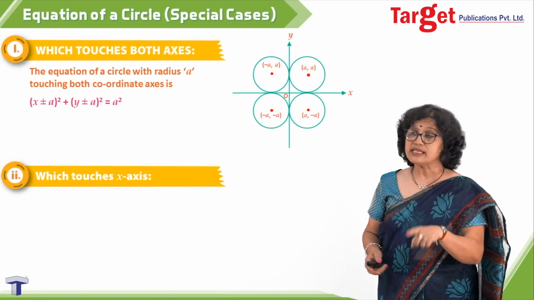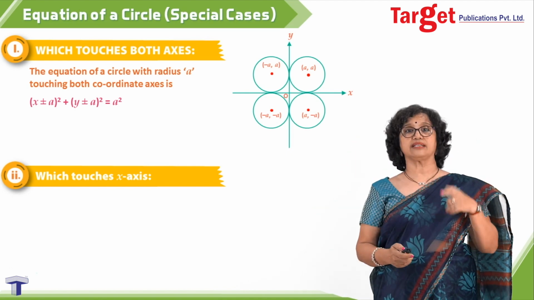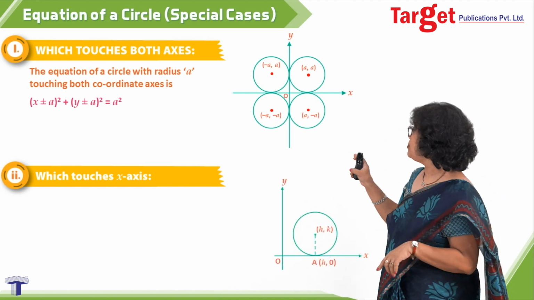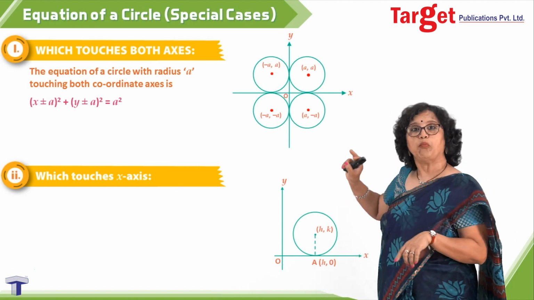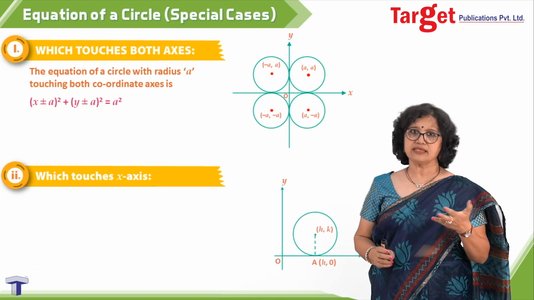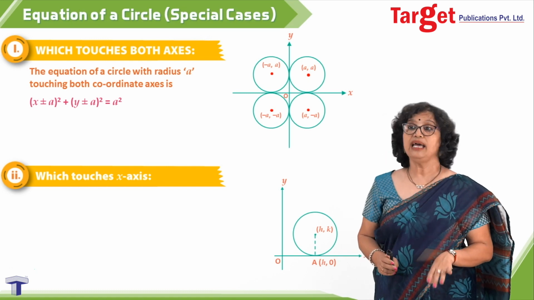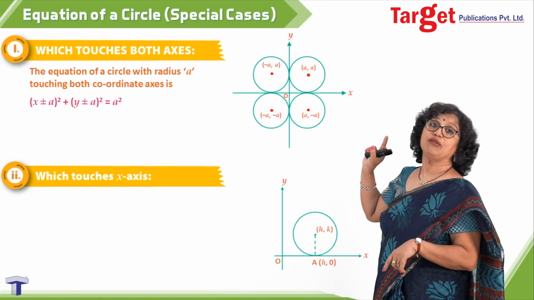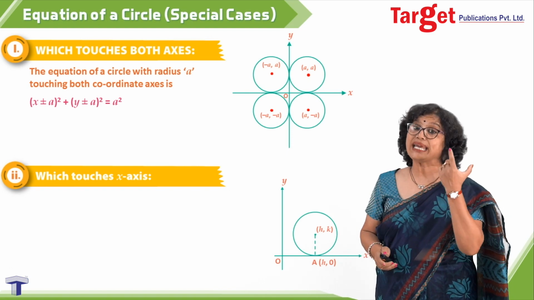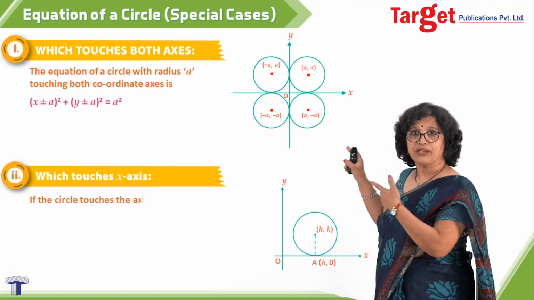That case is if the circle touches the x-axis. If the circle touches the x-axis, then the picture would look something like this. The point where the circle meets the x-axis would be shown as (h, 0), correct? And of course, the center I will be showing as (h, k), where k stands for the radius. Now the picture is clear to you.